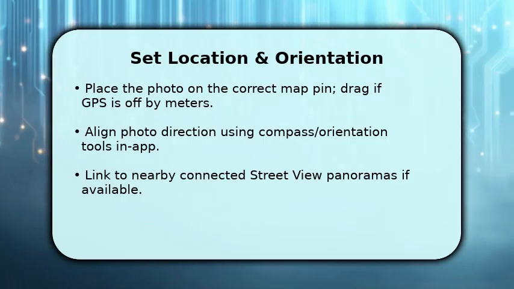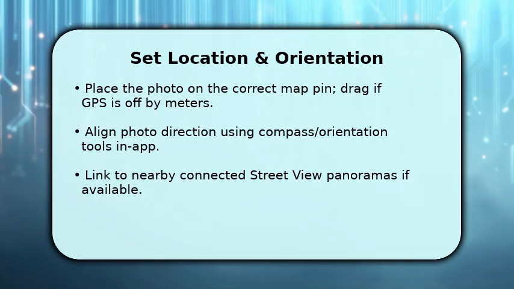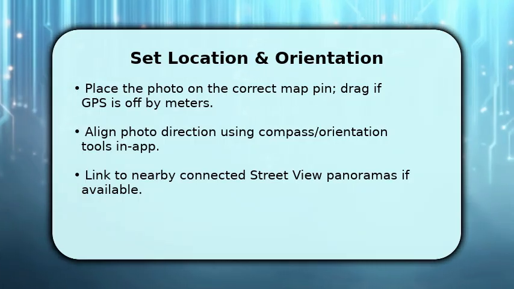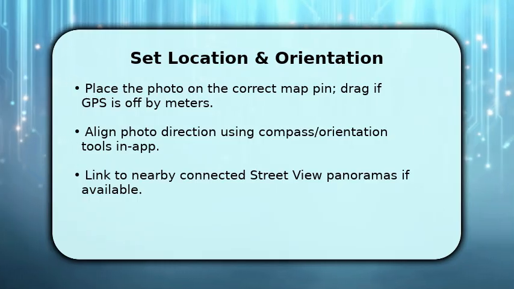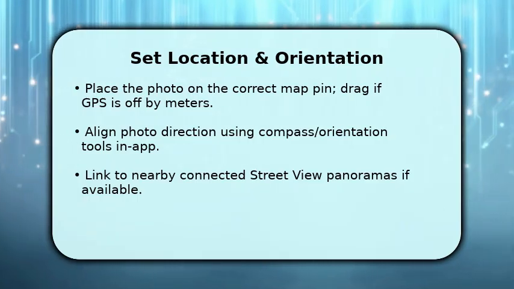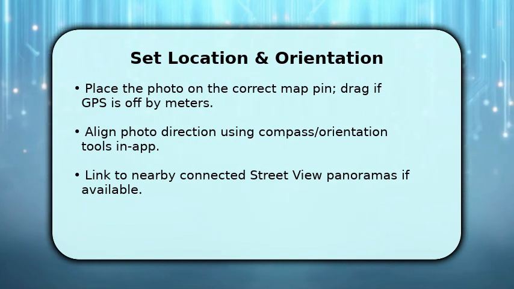Then set the viewing heading so the default forward view points toward the street or entrance. If there are adjacent street view panoramas, connect them by linking or snapping to existing nodes. This improves navigation and makes your upload integrate seamlessly. Make sure timestamps and privacy blur options are set before continuing.